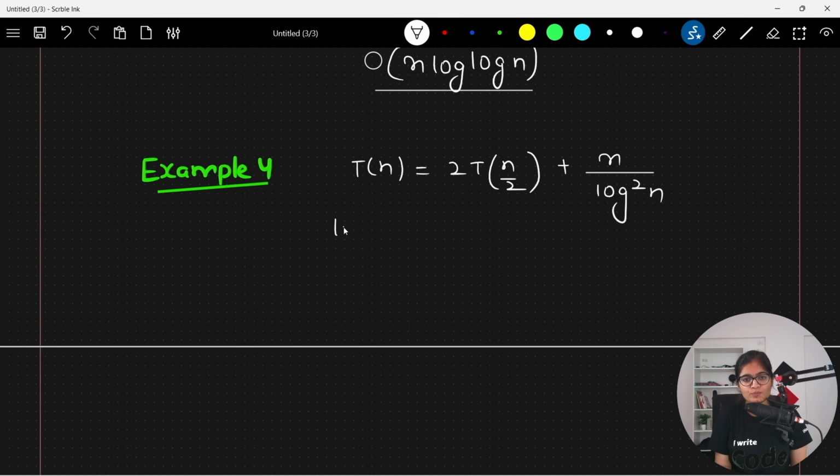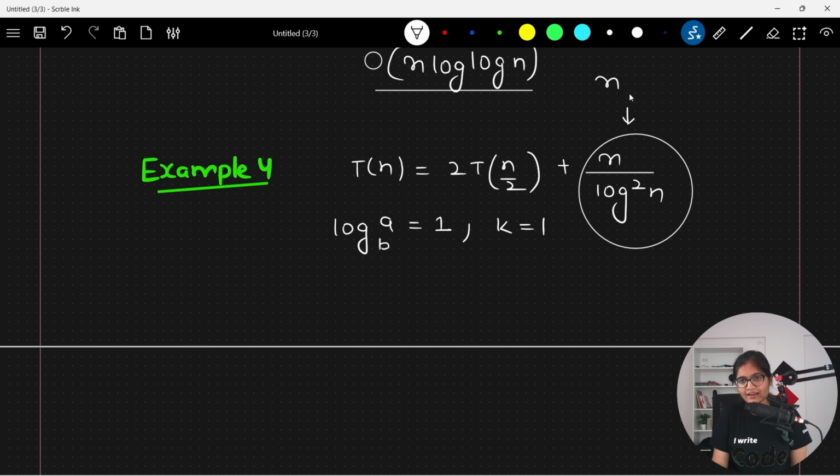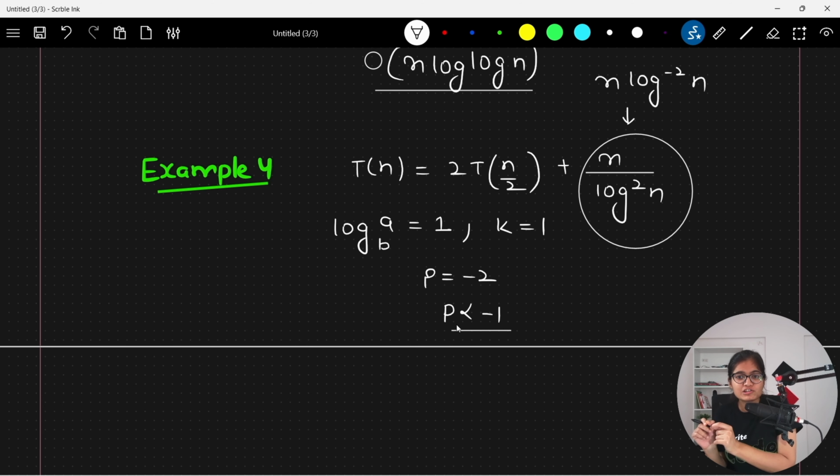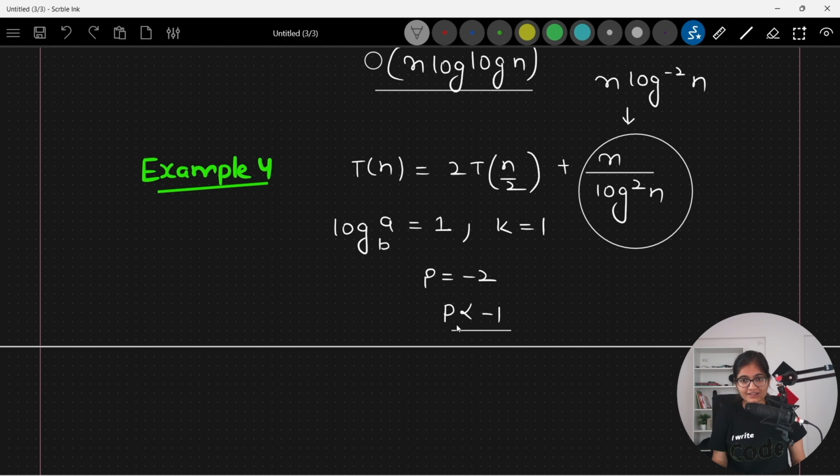Again, if you observe here, the value of log a base b is equal to 1. The value of k is also equal to 1. But for the value of p, you can write it like n to the power 1 into log to the power -2 of n. So the value of p is equal to -2 here. It means that this value is lesser than -1. It means that we are coming under the category of case number 2, and in that, case number 3, right? For that particular case, what is the value that we are getting?